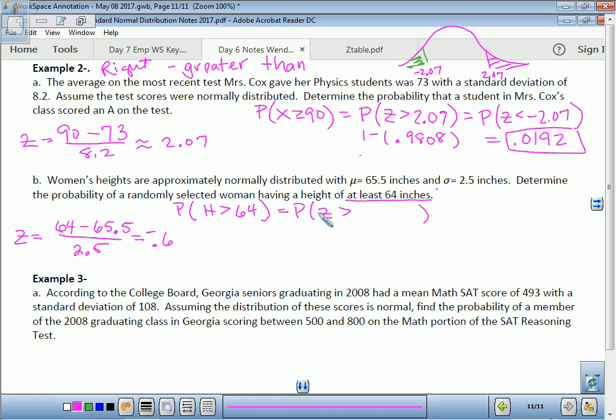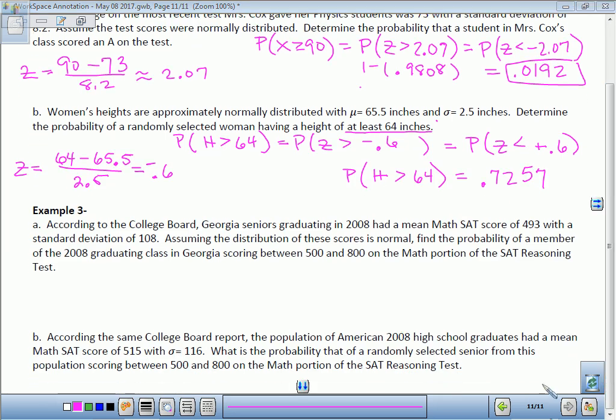No, we want it greater than a negative 0.6, which is the same as the probability that z is less than a positive 0.6. Because the area under the curve is the same. Because we have a normal curve, it is symmetric, so we can read it this way. So, did you guys get that the probability that a randomly selected woman would have a height greater than 64 inches would be 0.7257? Good work, Cole.